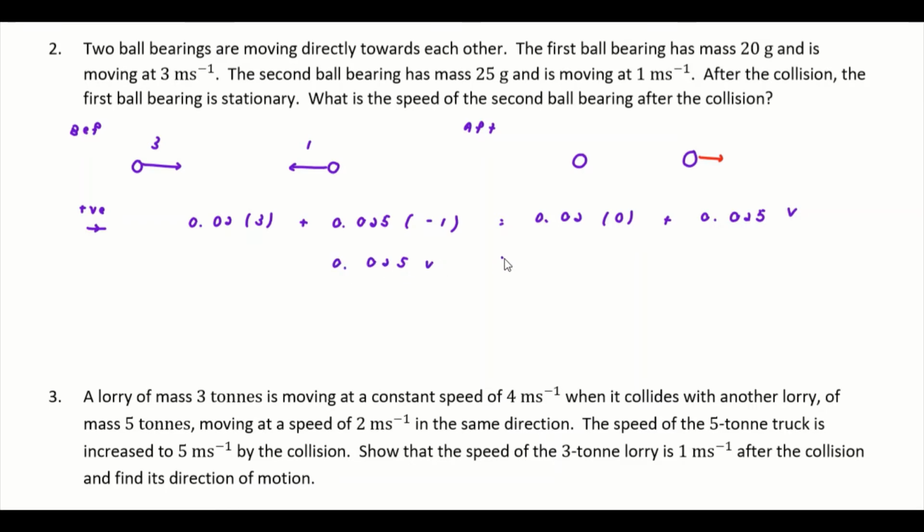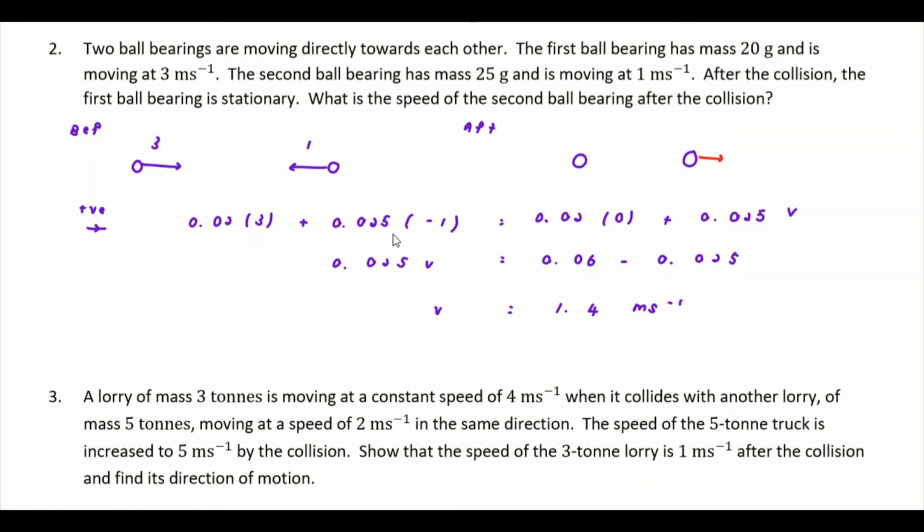0.025 v will be equal to 0.06 minus 0.025. So that will actually give us 0.035. So 35 divided by 25, and we are able to get 7 over 5, and that is 1.4 meter per second. Okay, so you can see it's a positive answer, so it's in this positive direction and it's aligned to our guess. If you get a negative value here, then you might need to check everything and see whether you left out anything, because that's not going to be logical in this question.